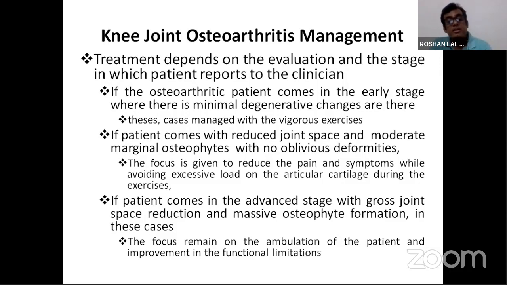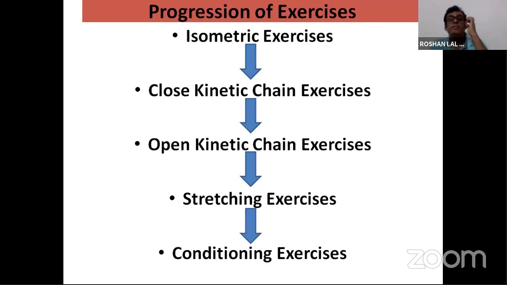And if the patient comes in the advanced stage with gross joint space reduction and massive osteophyte formation, in these cases the focus remains on the ambulation of the patient and improvement in the functional limitation. We cannot expect here that the patient will run. No, there are severe degenerative changes. So in these cases, we have to move slowly, gradually. This is the progression of exercises.